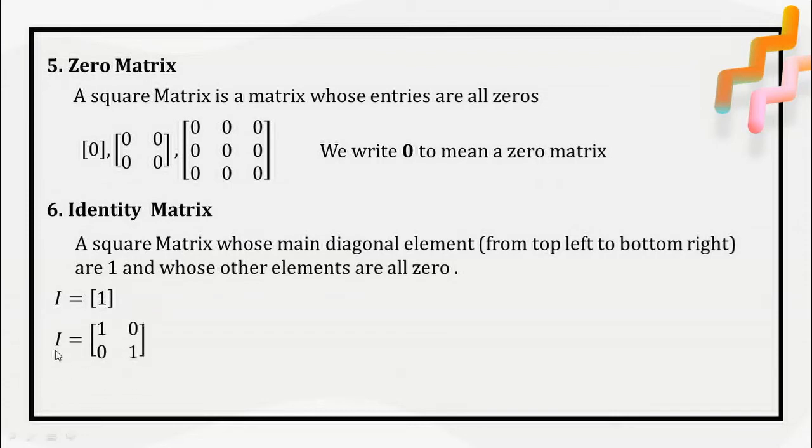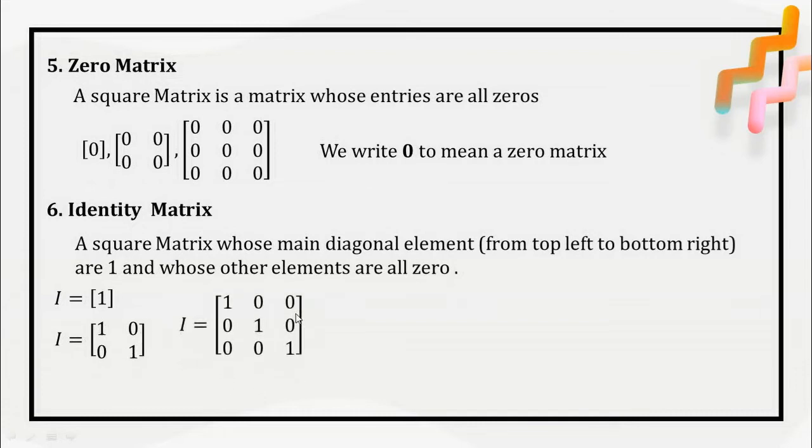How about the second identity? We can say an identity matrix is one where the main diagonal elements, from the top left to bottom right, are 1, and it has order n. You need to remember the order is the same as the number of columns and rows. This one is from top left to bottom right. So 1, 0, 1, 0. So the other elements are 0.